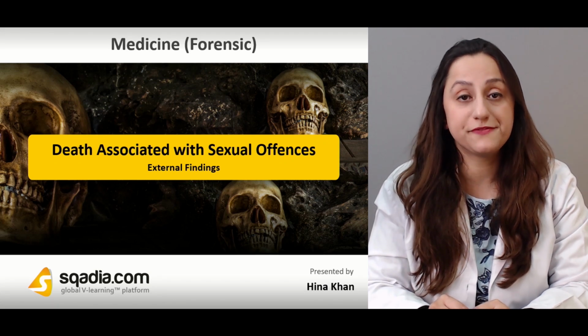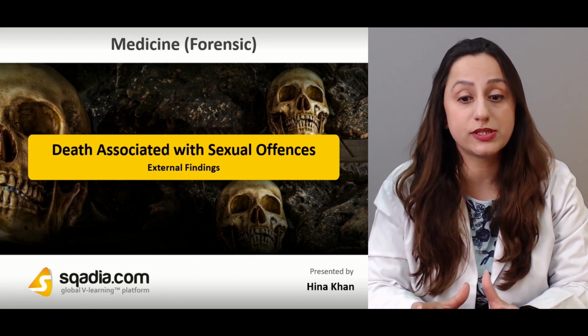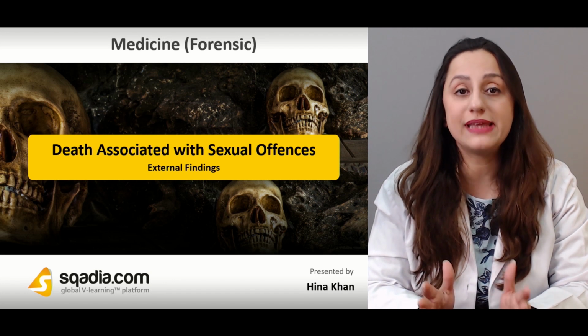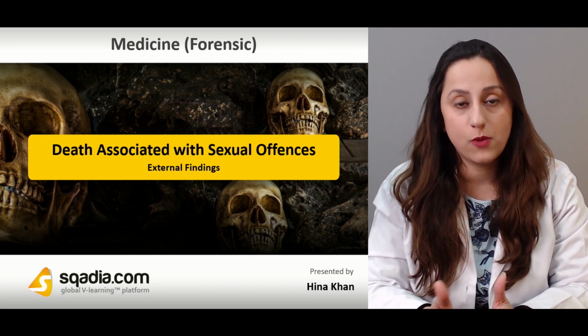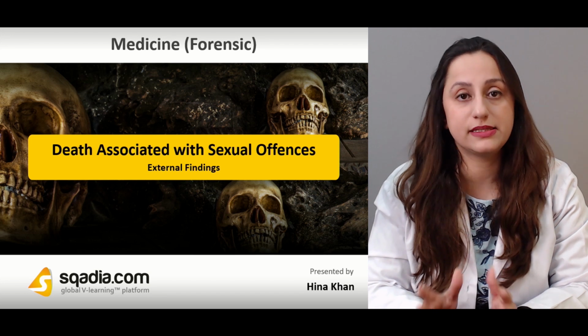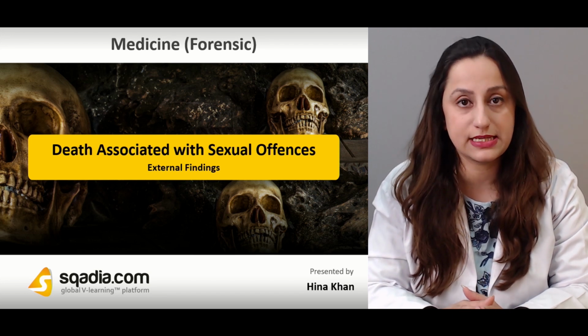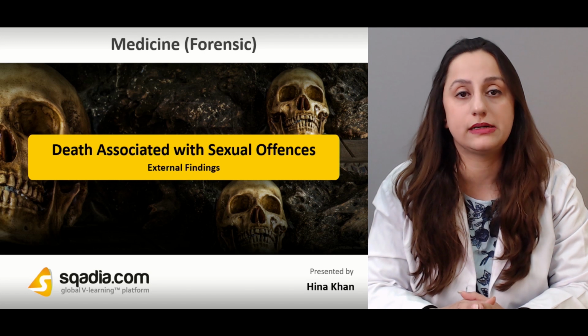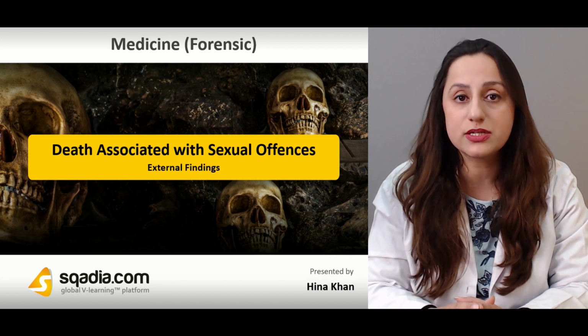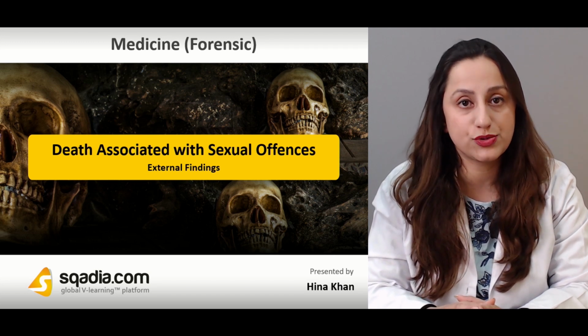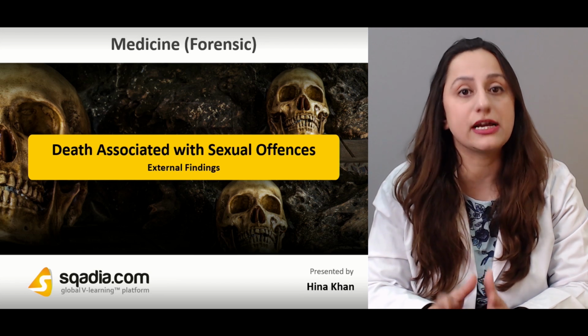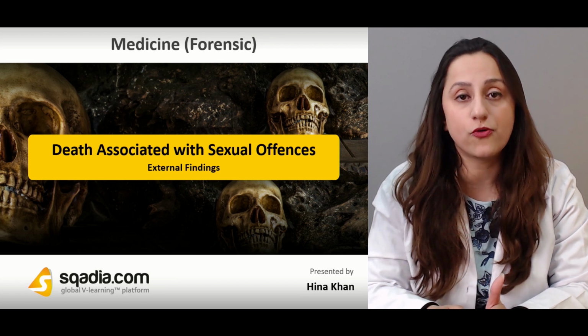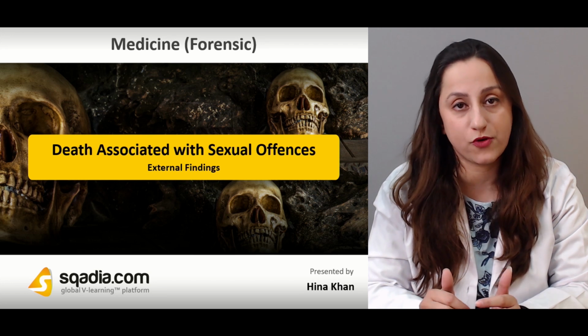Sexual offenses are defined as the act of sexual characteristics without the consent of the victim. Whenever they are performed without consent, they are regarded as sexual offenses and they have their own legal importance. Now, deaths can be associated with all of these unnatural sexual offenses and even the natural sexual offenses if they are performed without the consent of the victim, of course.